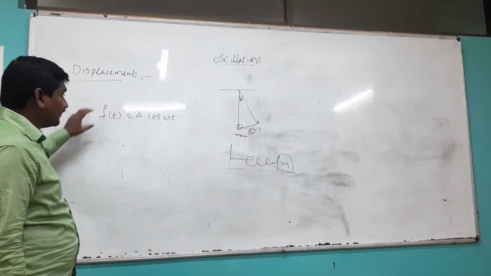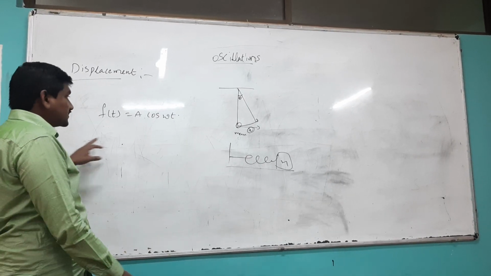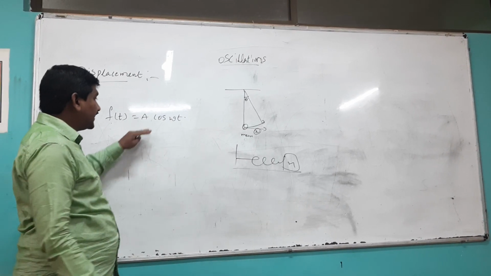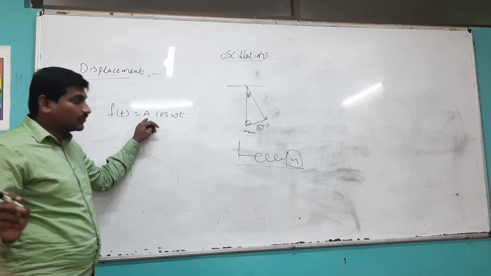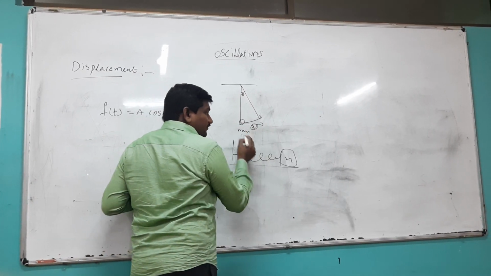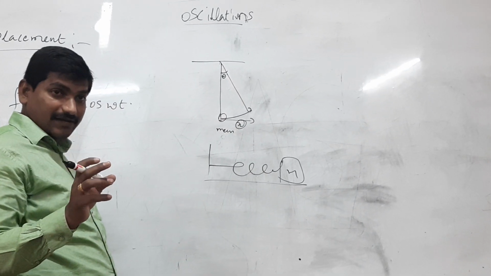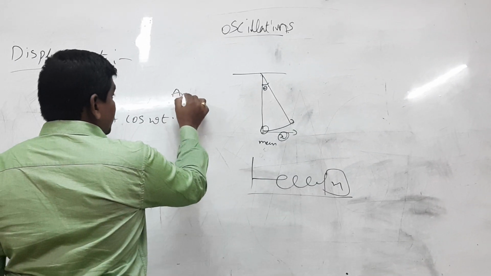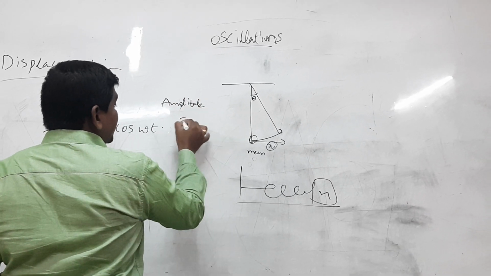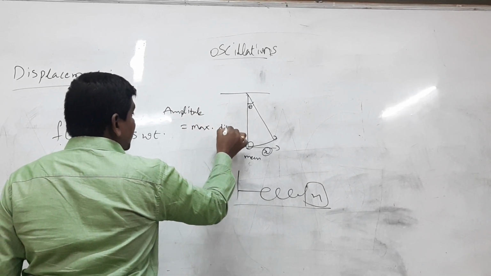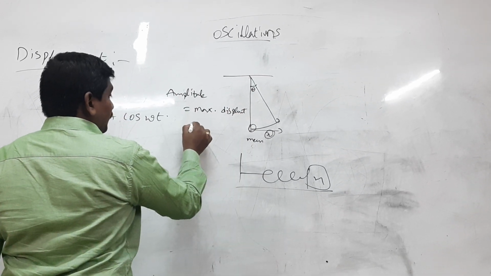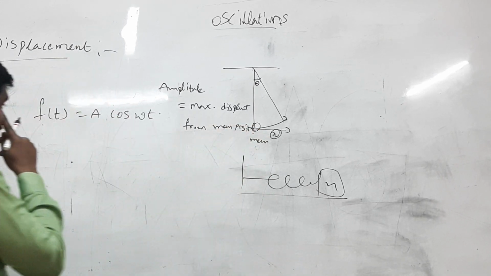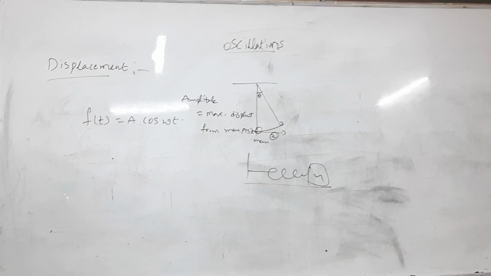So I am considering one periodic equation in cosine form, that is f of t equal to a cos omega t, where a is considered the amplitude. Amplitude, in the sense of the maximum displacement from the mean position to the extreme position, is called the amplitude. What is the amplitude? Amplitude is the maximum displacement of an oscillating body from the mean position. So f of t equal to a cos omega t I have taken.